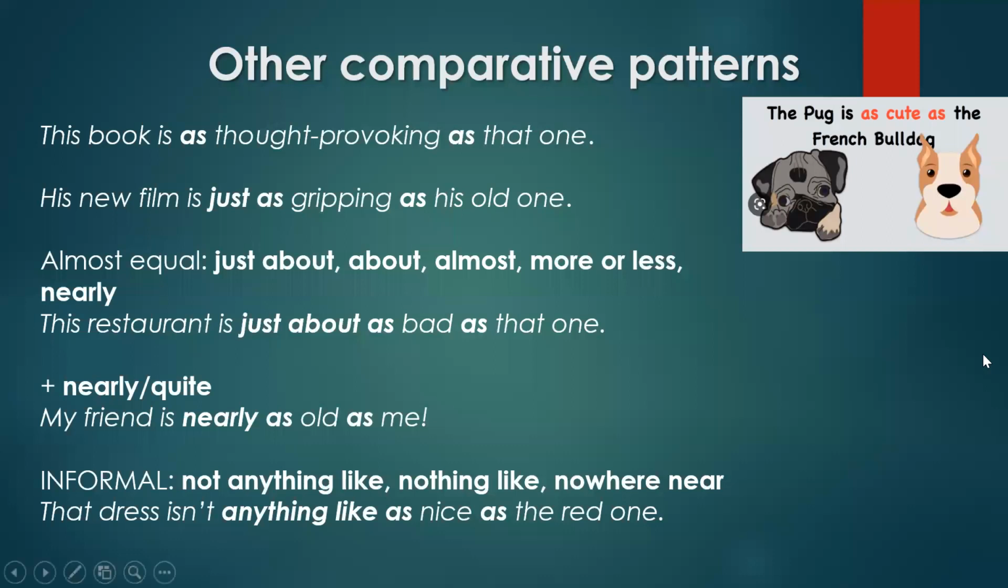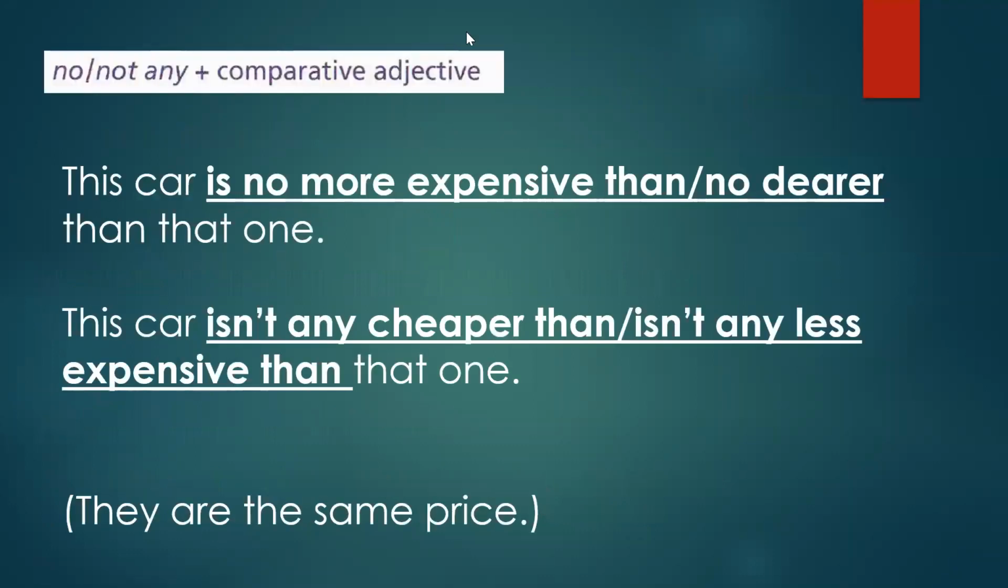Not any plus comparative. This car is no more expensive than that one. Or this car isn't any cheaper than that one. The idea is the same. The cars are of the same price. No or not any plus comparative to show that something is the same. No more expensive, isn't any cheaper, but the idea is the same. They're of the same price.